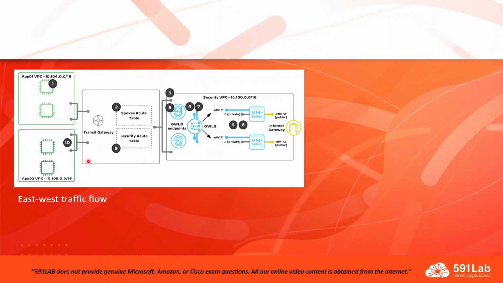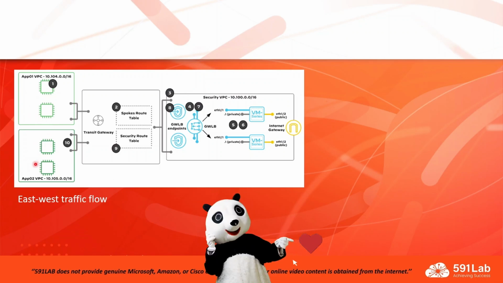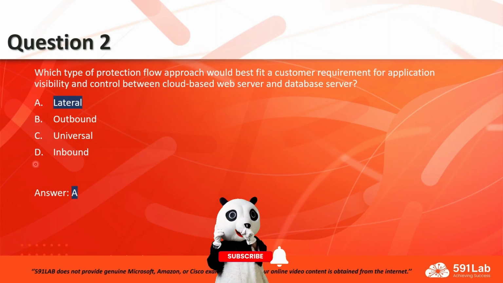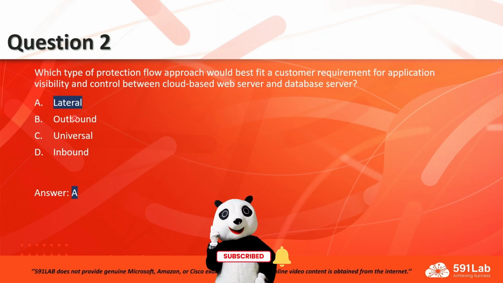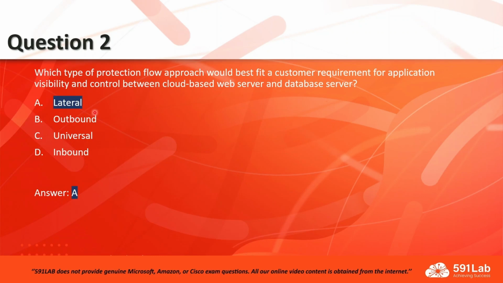The desired destination is the application 002 VPC, and this is the sample of the east-west traffic. From this sample, we know that the east-west traffic can also be called the lateral architecture. The lateral architecture, by design, will allow the traffic to come from one VPC or one segment server to the other segment server. Then the answer for question number 2 is A, lateral or east-west.